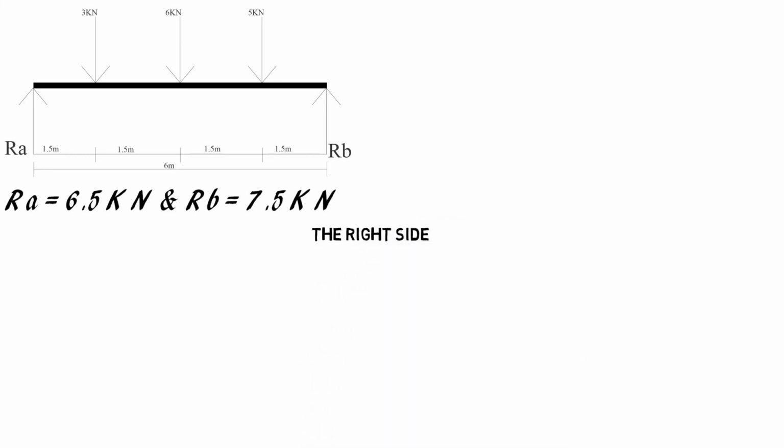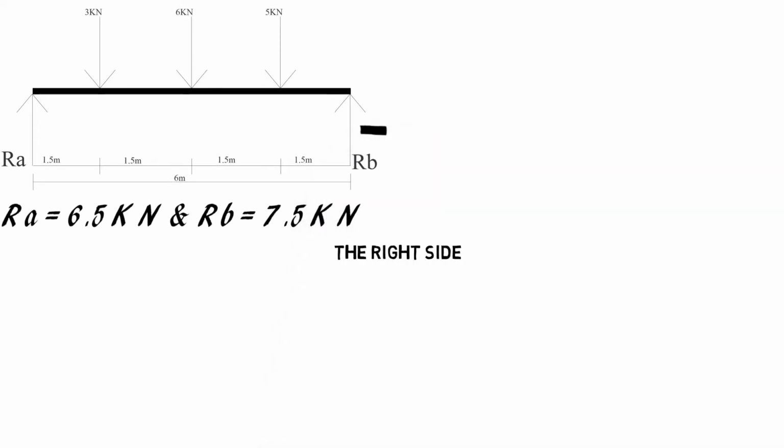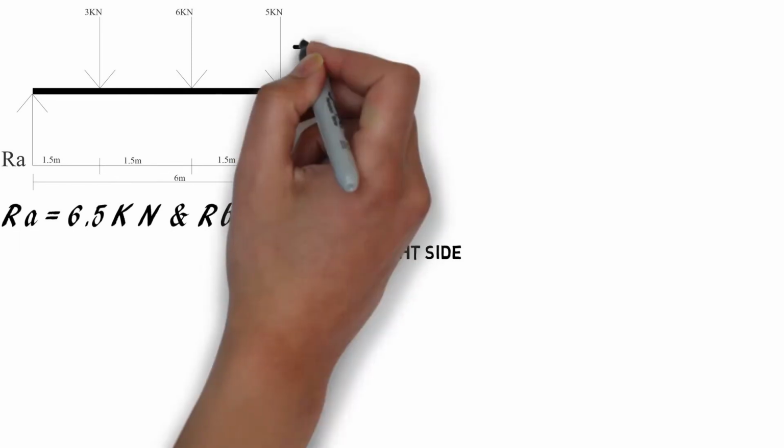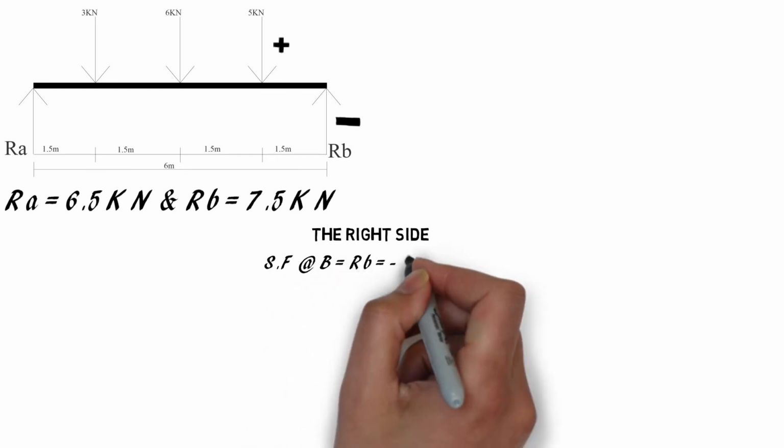So without wasting time, moving to the right hand side, when we are starting from RB, sign convention comes to play here also. When starting from the right side, RB is now a negative force, no longer a positive force. When you watch the sign conventions video, you understand better. But then we treat forces acting upwards as negative and forces acting downwards as positive. So we have shear force at B is equal to RB, which is equal to minus 7.5 kilonewton.